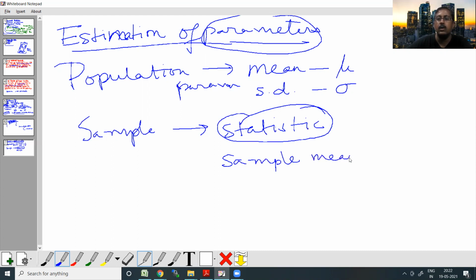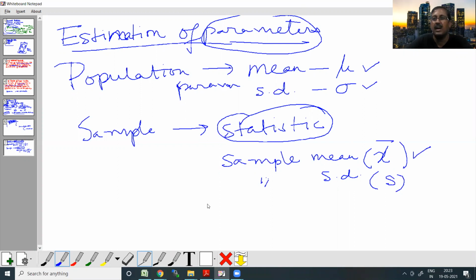Or I can also think about the sample standard deviation as a statistic. So those are the different statistics in the case of a sample. Now, just let me mention here, the sample mean is generally represented by x bar. So here it is mu for the parameter, here it is x bar. And here it is sigma, and here it is generally represented as small s. So these are the notations, right?